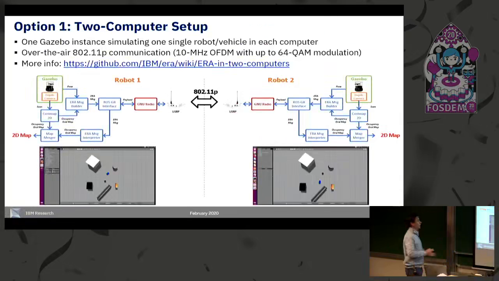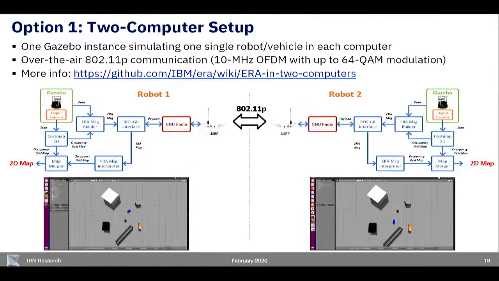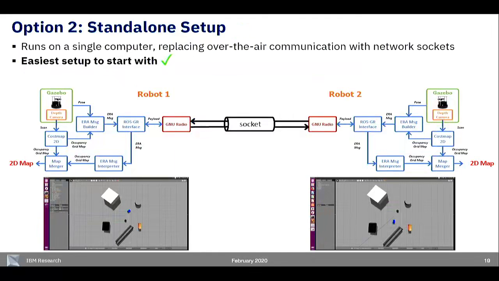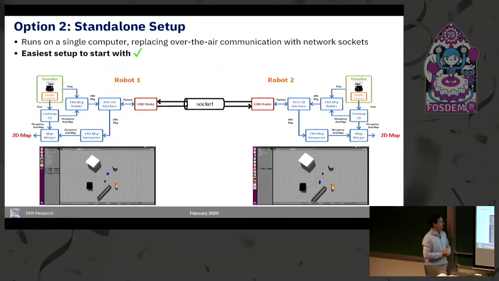There are two ways to execute ERA today. One is a two-computer setup, where you take ERA and deploy it on two different computers, and you have over-the-air communication between both of them. For that, you need, of course, USRP devices. The other, easier way to execute ERA is in a standalone mode, where the two instances of ERA run on the same physical computer, so the communication between both of them uses a regular network socket, right? But functionality-wise, this is the same as having over-the-air communication. So probably this is the easiest setup to start with.